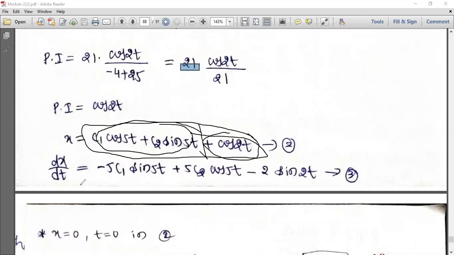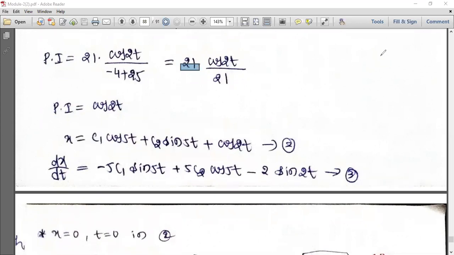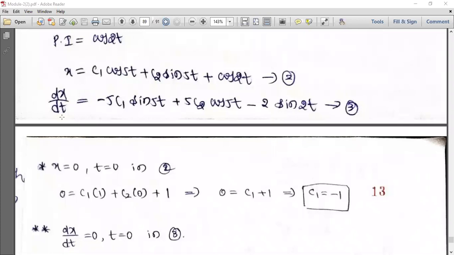Now here the words displacement, velocity and all those things are mentioned. So what I will do is differentiate this with respect to t. So dx by dt is equal to differentiation of cos, which is minus pi sin pi t; differentiation of sine is pi into cos of pi t; differentiation of cos 2t is minus 2 into sine of 2t.